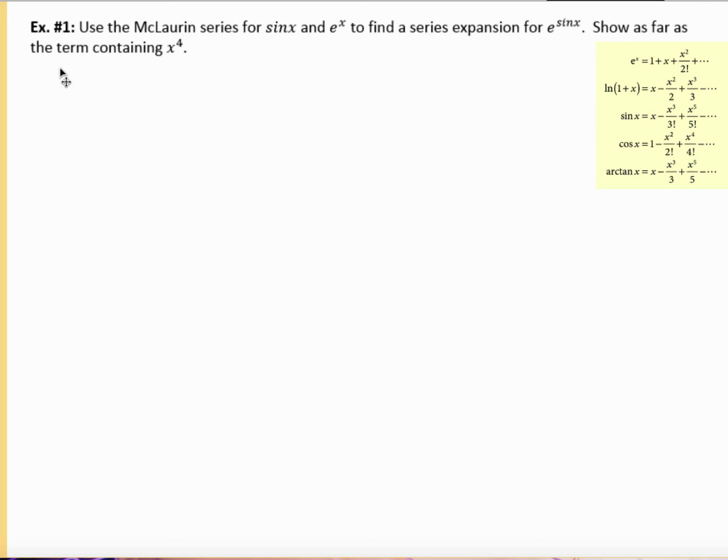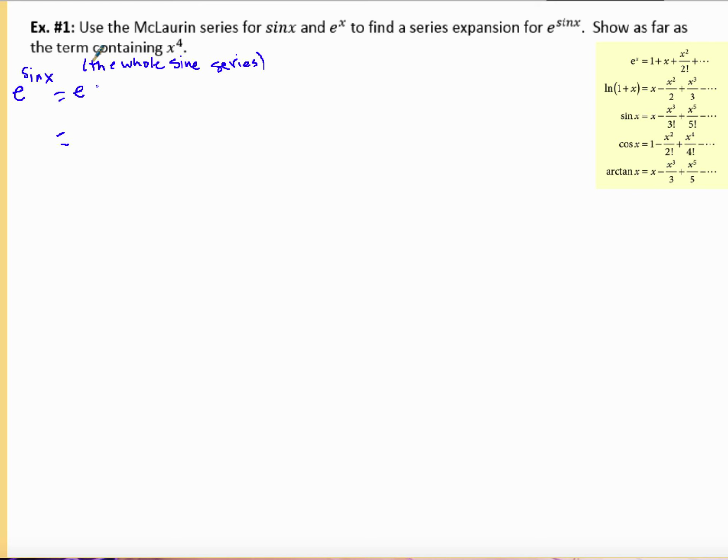We're going to show as far as the term containing x to the fourth power, because obviously these are infinite series. We can go on forever and ever, and I definitely don't want you to do that. So we're just going to restrict ourselves to the term that has the x to the fourth power in it, so you're not writing for the rest of your life trying to solve this problem. When we see e to the power of the sine of x, what that's really saying is e to the power of the whole sine series. Of course, we're not going to write the whole thing. We just want to go to the term that contains the x to the fourth power.